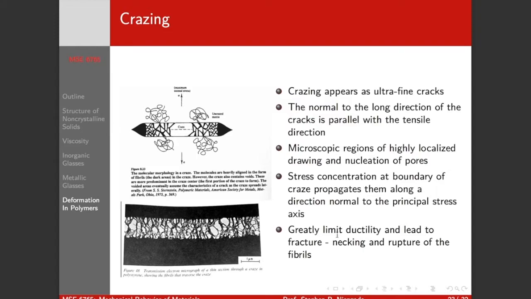And these really limit the ductility. So it leads to fracture, right? Because now you can imagine the area that you have to carry the load is greatly diminished. So once these fibrils start breaking, your crack is just going to zip along your craze and fracture your sample.